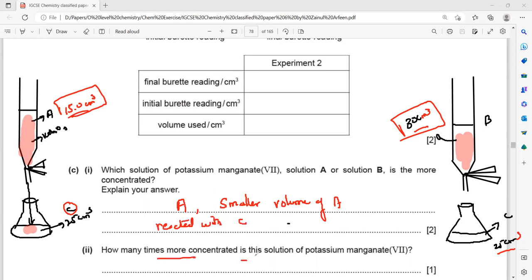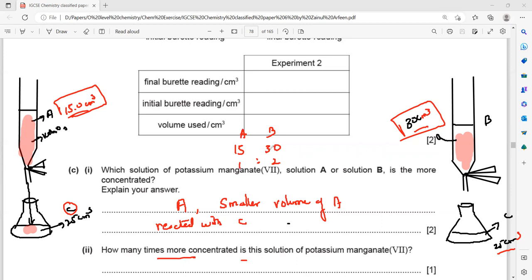Then how many times more concentrated, when we compare the concentration? We take the volume ratio and reverse it. It would be 2 times as concentrated. So we take a volume ratio and the concentration ratio will be opposite, because the volume ratio for A was 15, and for B, it is 30. So the volume ratio is 1:2. So the concentration ratio is always opposite of the volume ratio.